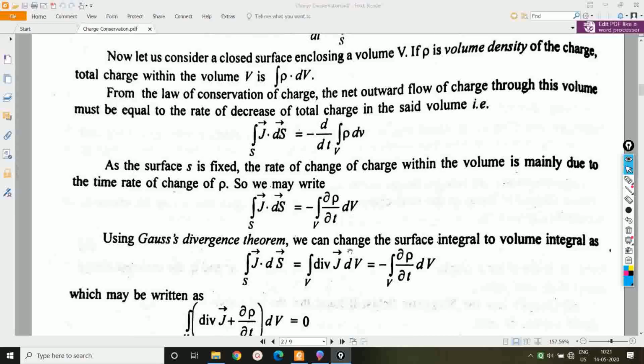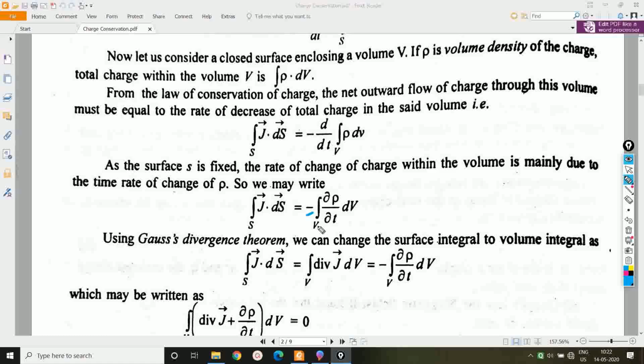Now you may wonder why d dt has become del t, the partial derivative here, and you may also think how it has become negative. Why is the negative sign here? The negative sign is here because whenever charge flows out of a volume, there is a decrease in charge. That is why this negative sign comes into the picture.